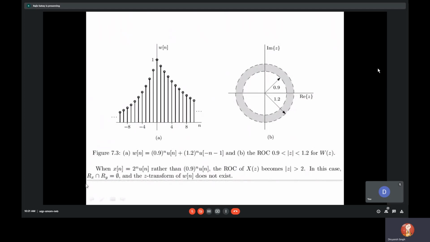Okay. So there is no intersection. So Rx intersection Ry is a null set. So if that happens, then the Z transform of w[n] does not exist. If the ROC doesn't, if the Z transform expression doesn't converge for any value of z, then the Z transform doesn't exist.